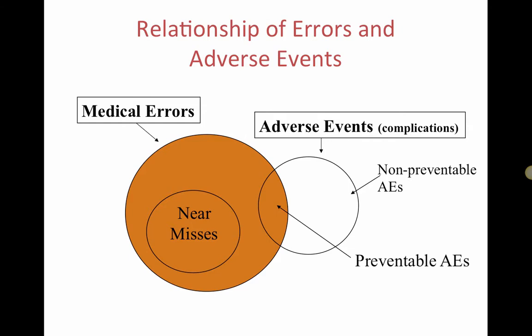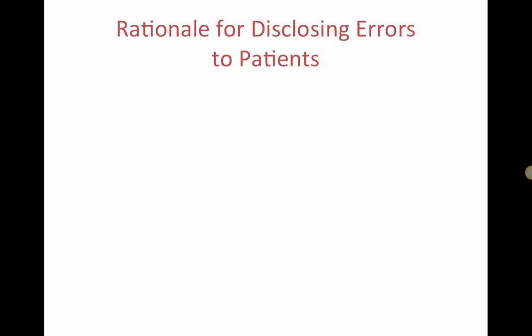On the left side of the screen, we see the entity of medical errors, and we see within this circle what is called near misses. These are considered errors that do not result in any harm to the patient. We will discuss the entity of non-harmful medical errors later on in this presentation.